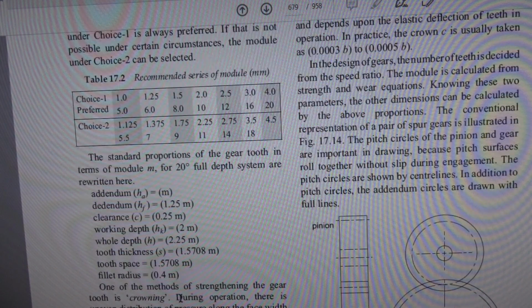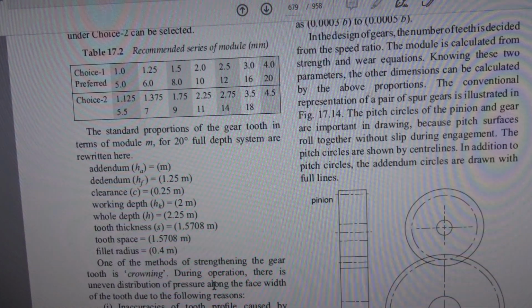Tooth thickness is equal to 1.5708 times module. Tooth space is 1.5708 times module. Fillet radius is 0.4 times module. So you should have some idea about these relations. These relations are also available in the data book, so you can consult the data book whenever you require these relations.